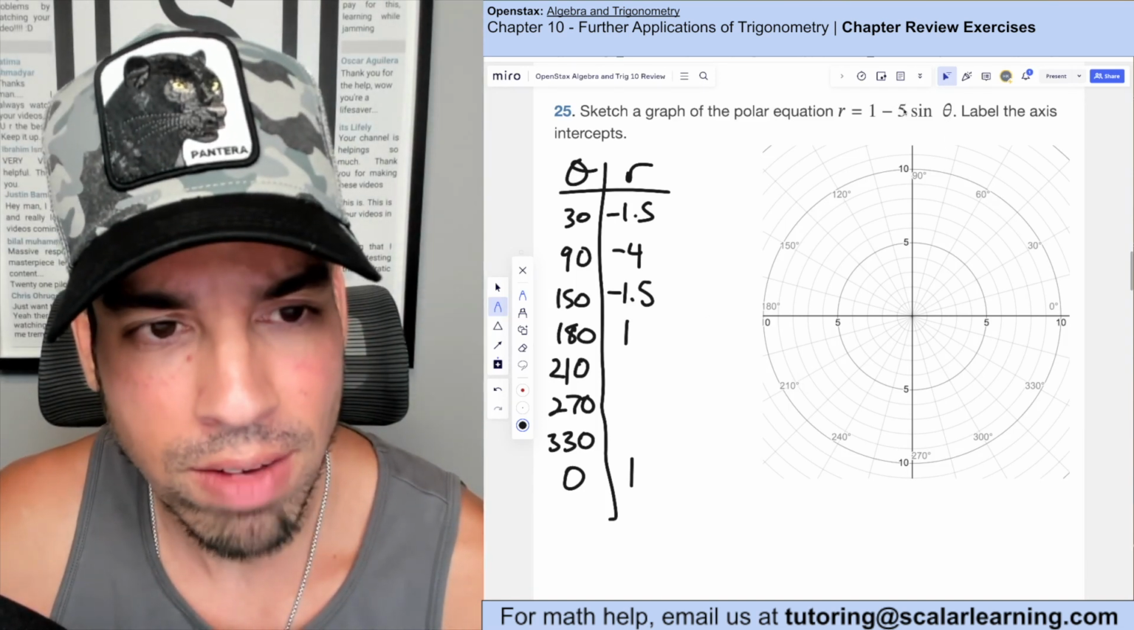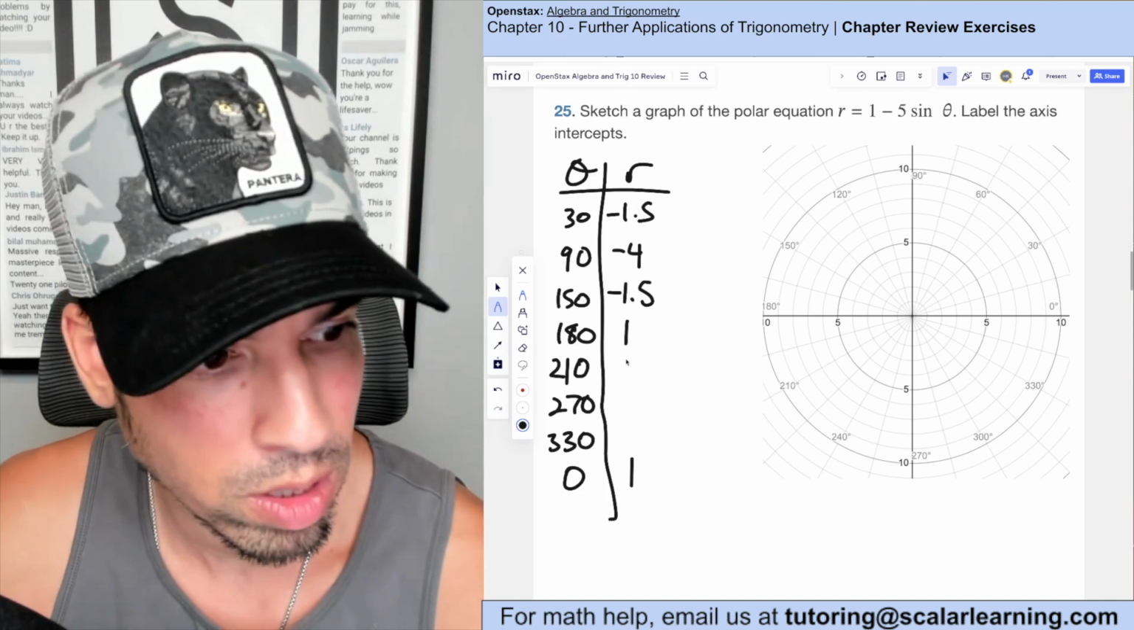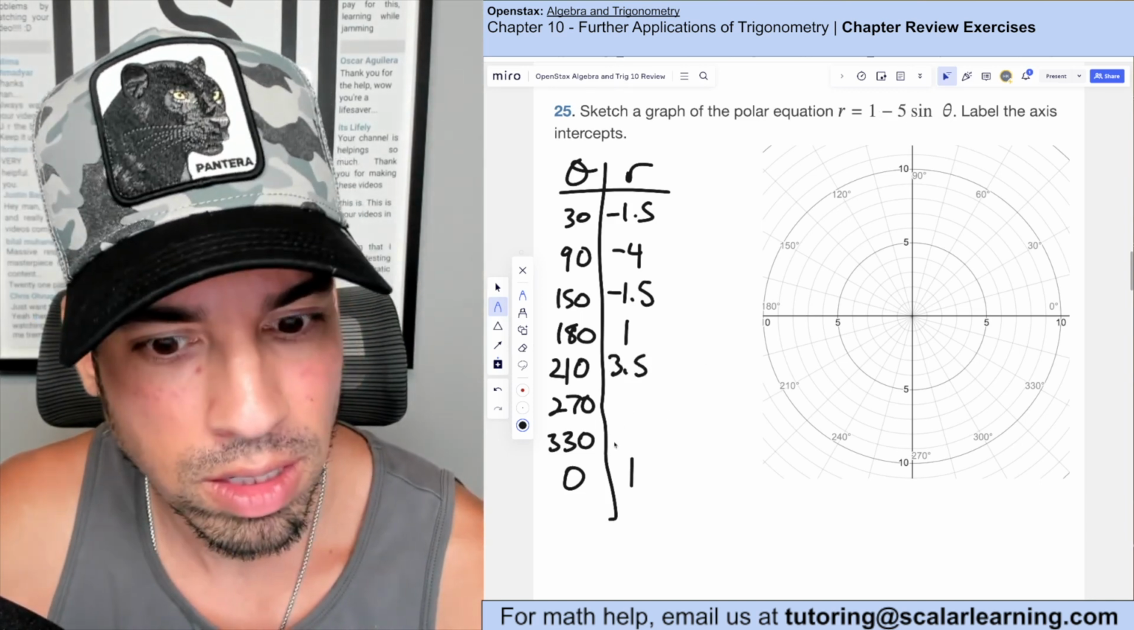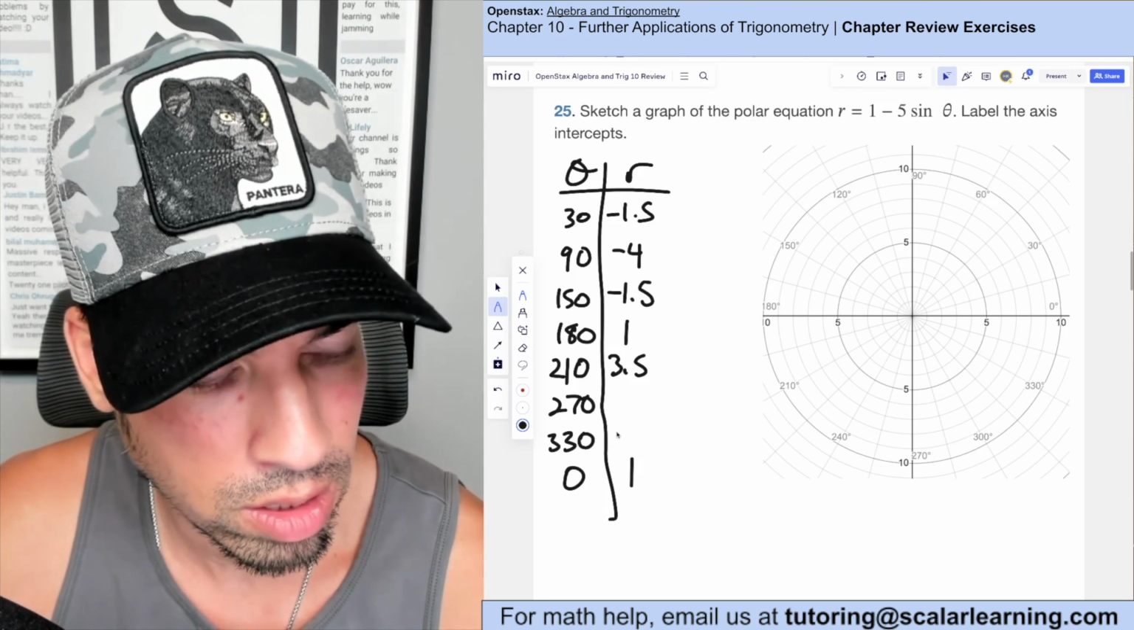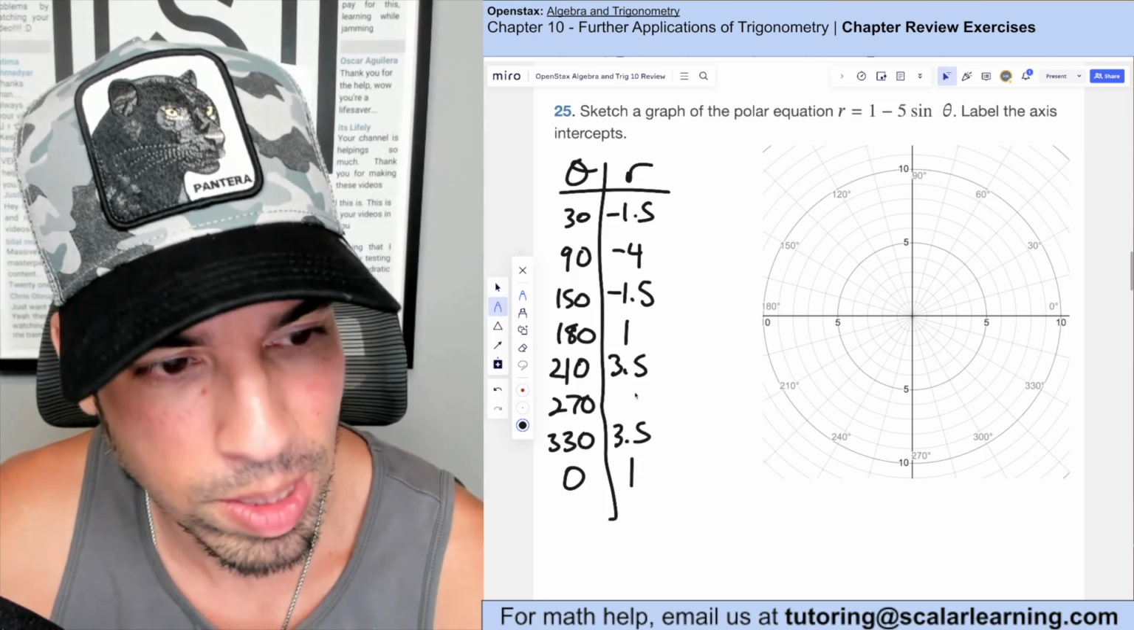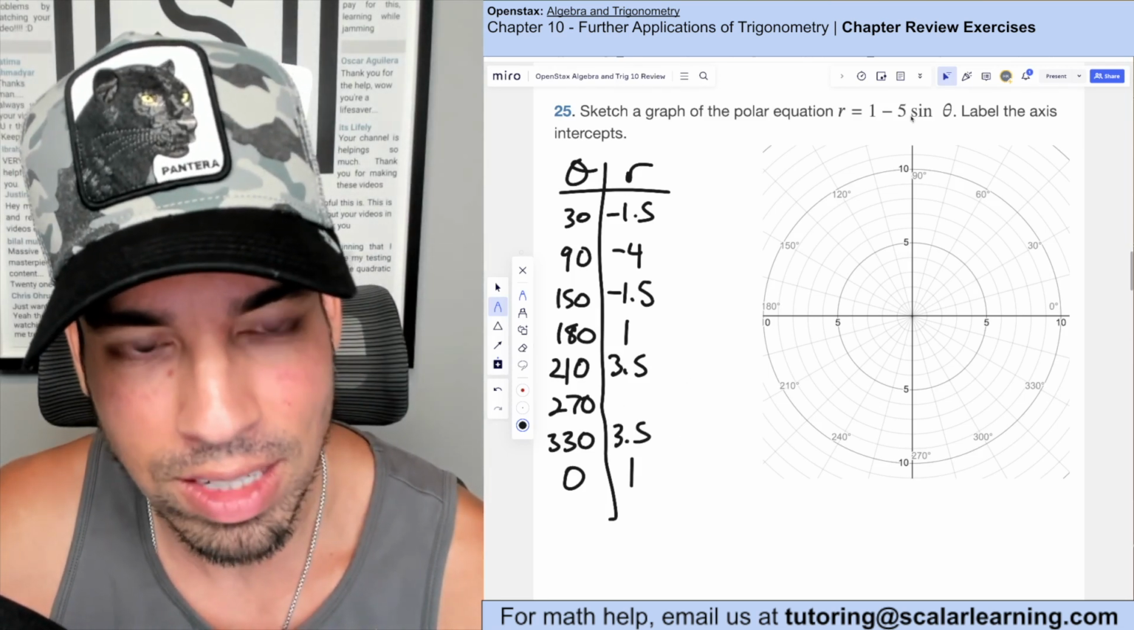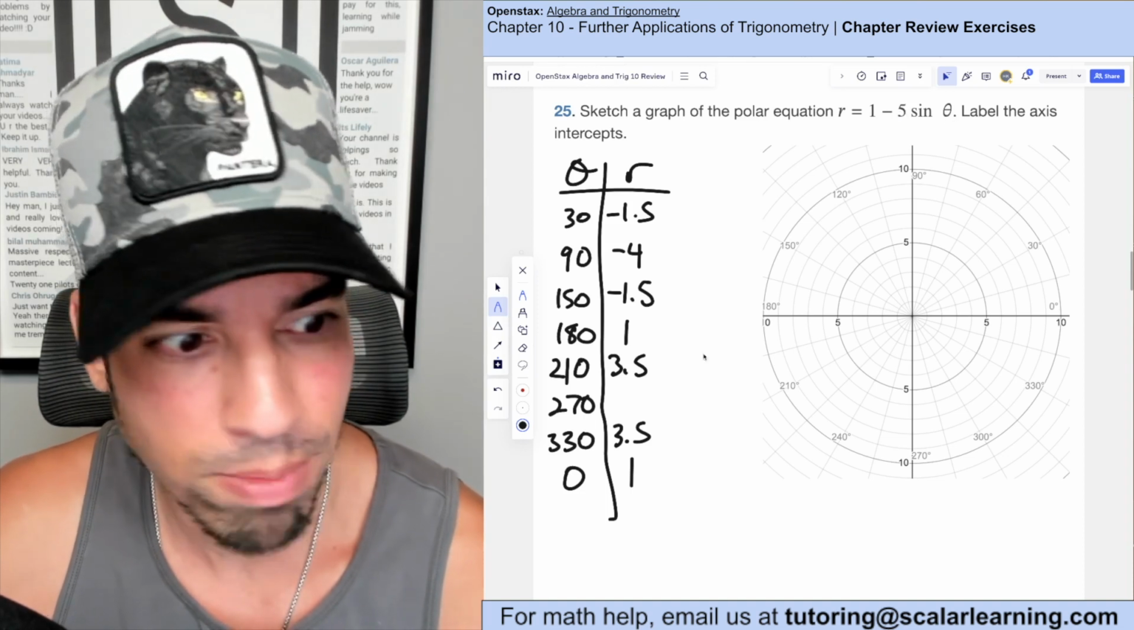Times negative 5 is positive 2.5 plus 1 is 3.5. That's going to give us the same answer as 330 because it's the same reference angle, so 3.5. Last but not least, 270, that's going to be negative 1. Negative 5 times negative 1 is 5 plus 1 is 6.